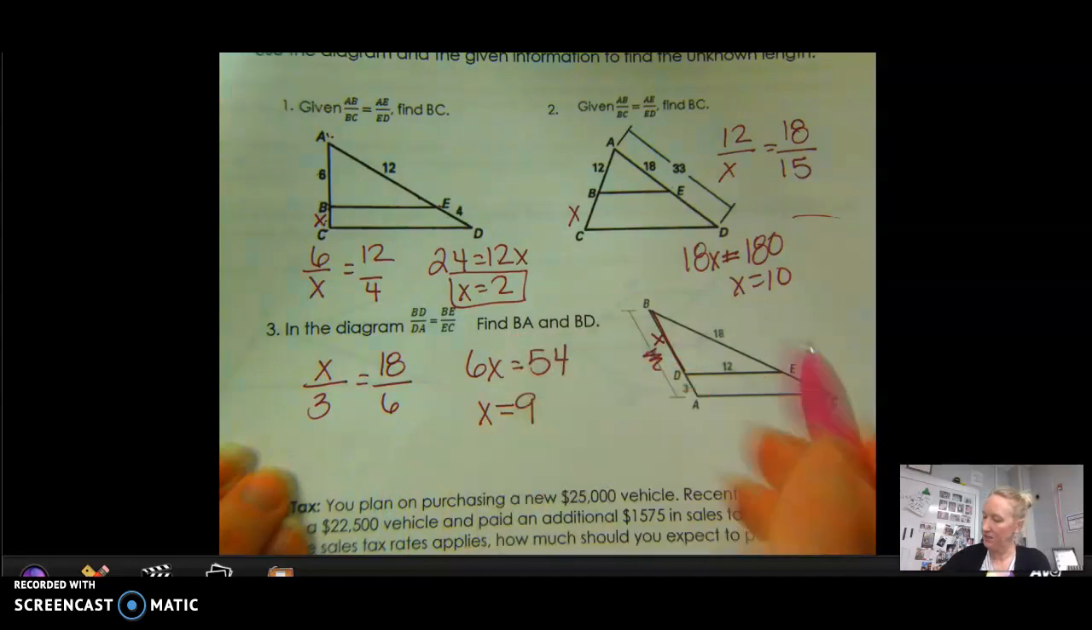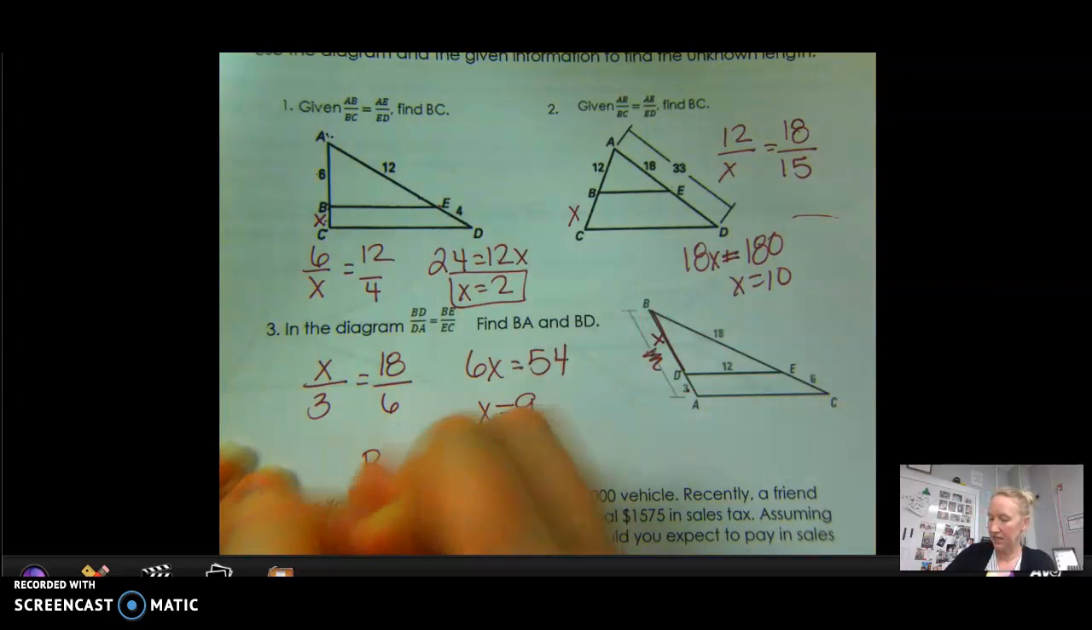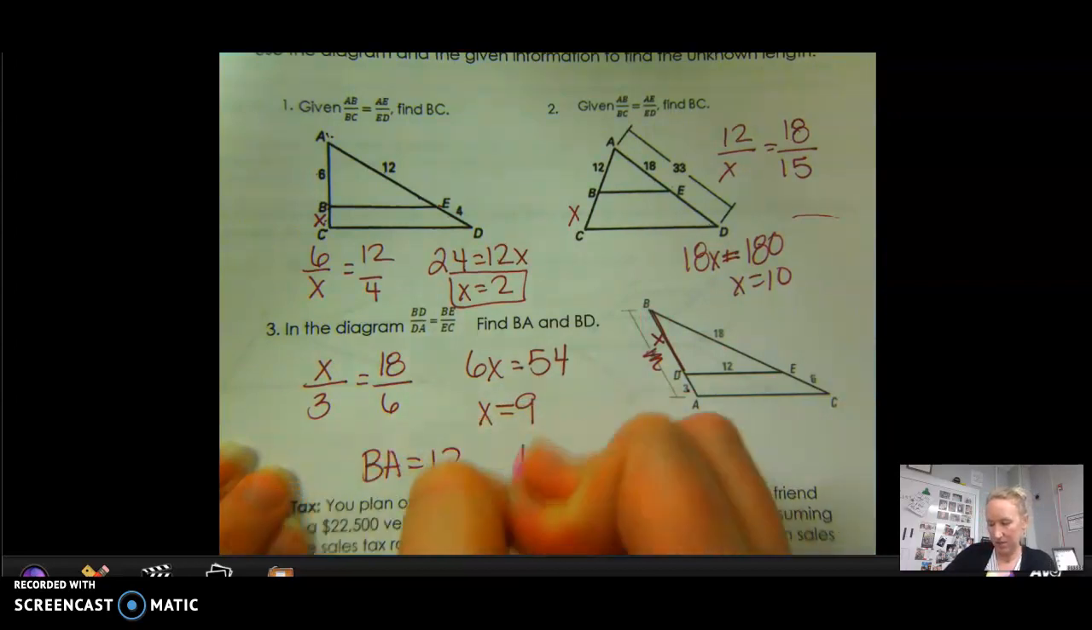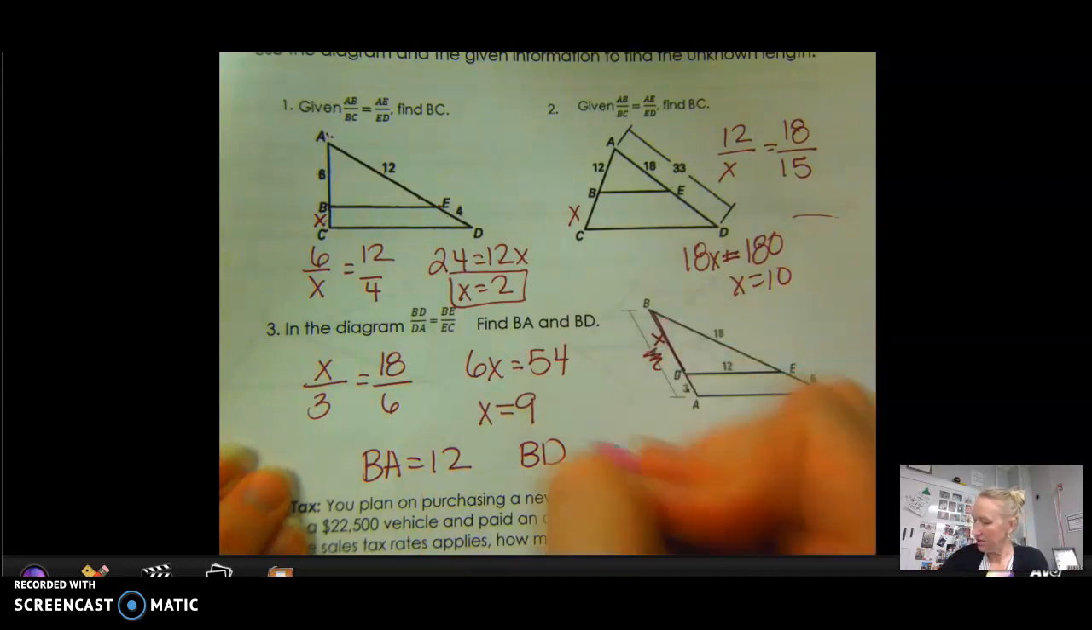But they want us to find BA. BA would be 9 plus 3. So BA equals 12. And then BD is just 9.